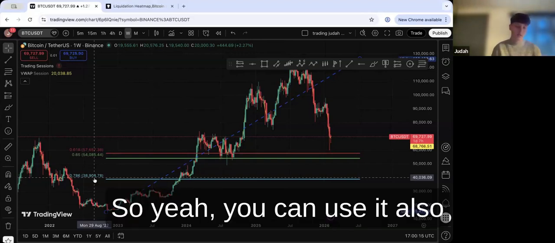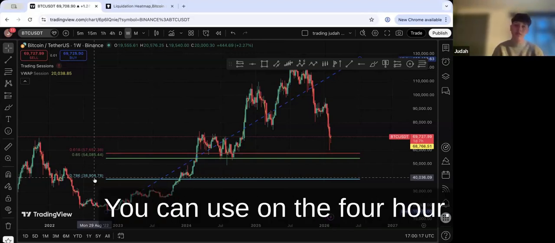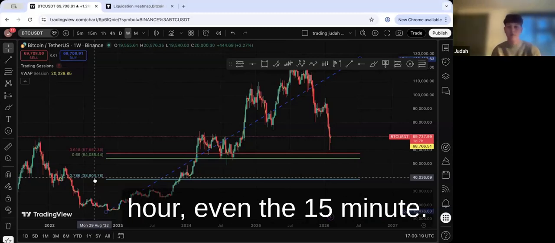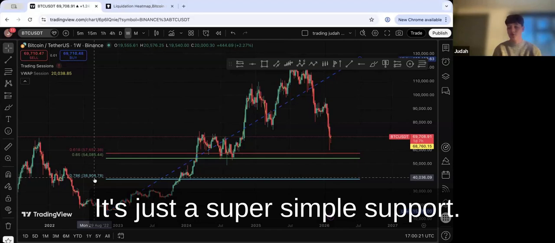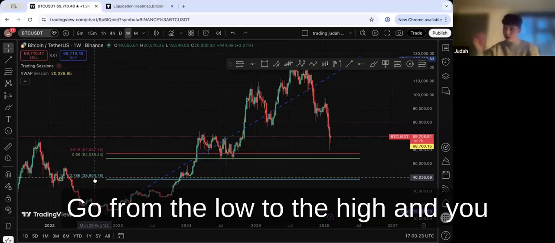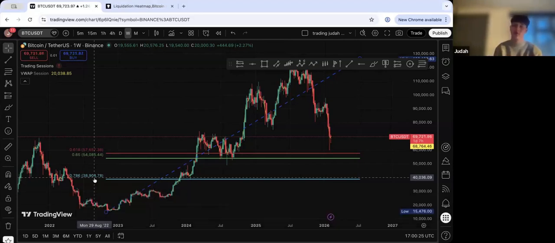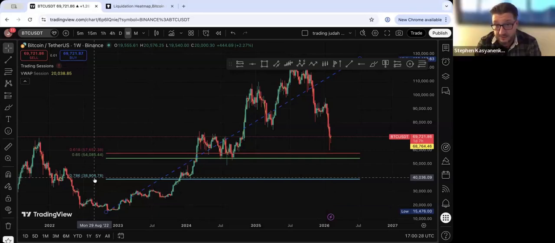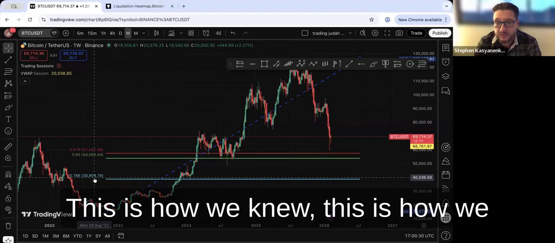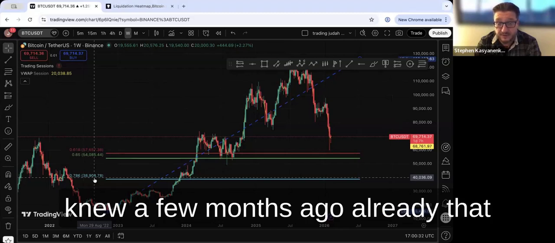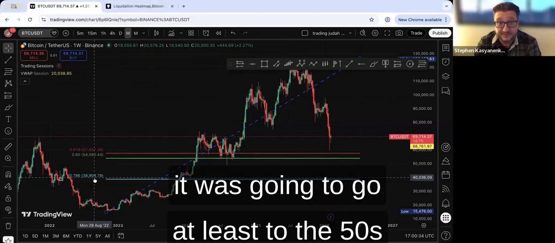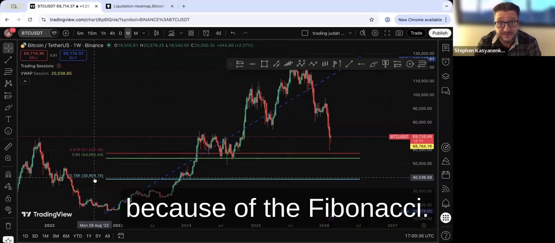So yeah, you can use it also on the daily time frame. You can use it on the 4 hour, on the 1 hour, even the 15 minute. It's just a super simple support. Go from the low to the high, and you got yourself a good support level. Also resistance. I agree. This is how we knew a few months ago already that it was going to go at least to the 50s because of the Fibonacci.